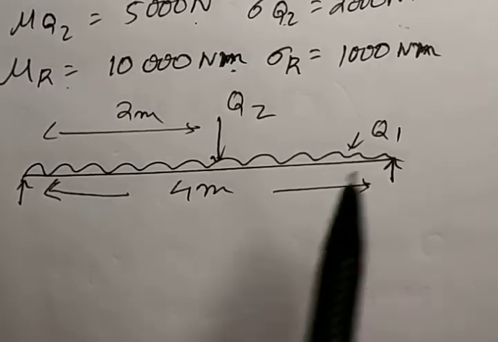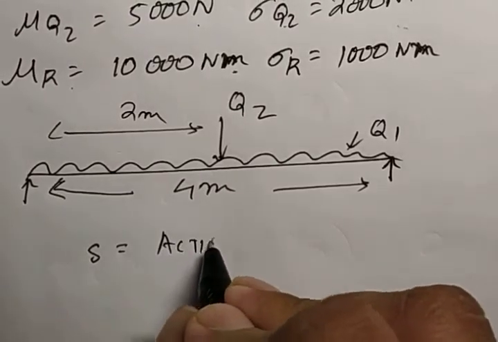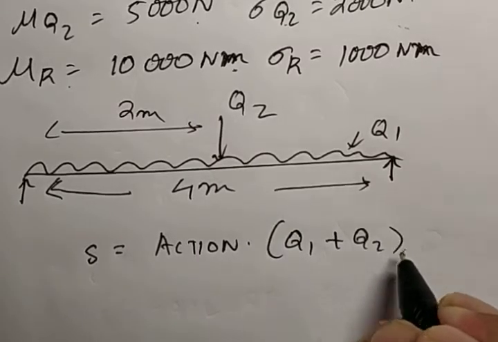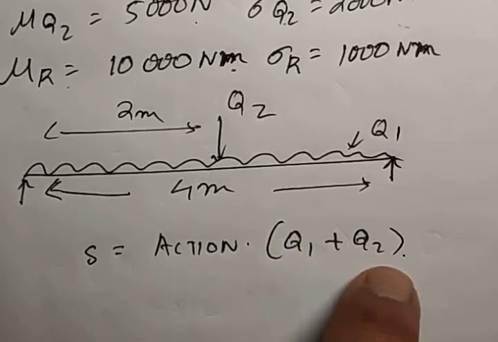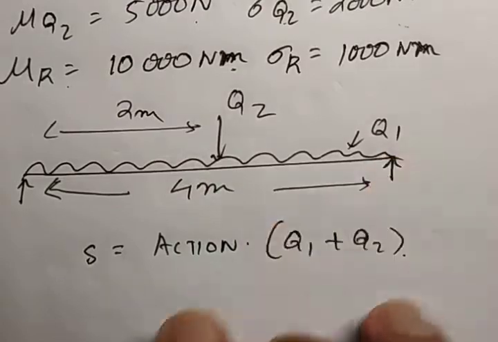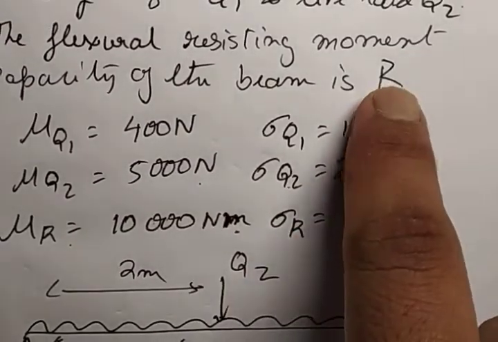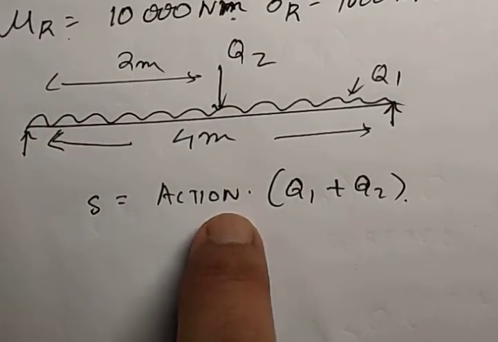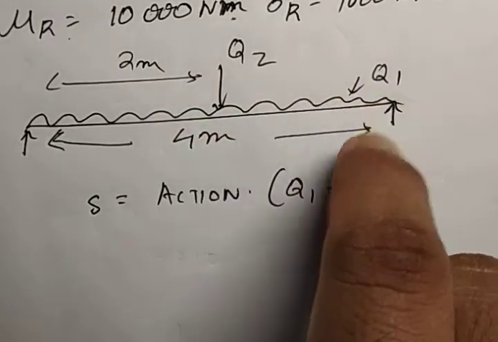First I have to find out S. S is my action, and this action is due to the combination of Q1 and Q2. Just don't add them up; it's some combination of Q1 and Q2. Here R is the moment resistance of the beam, which means I have to find out the action S as a moment that is being developed due to Q1 and Q2.